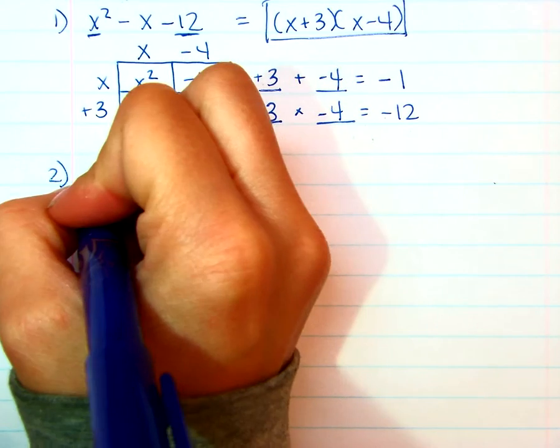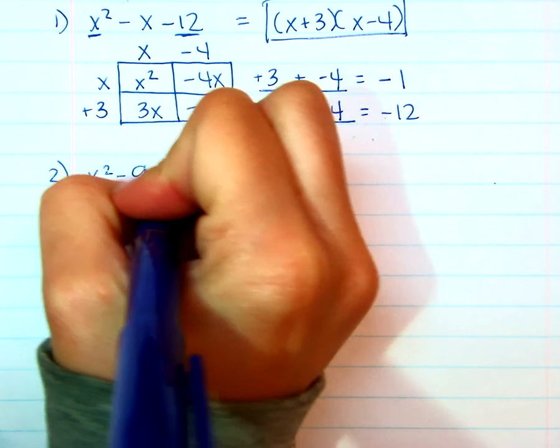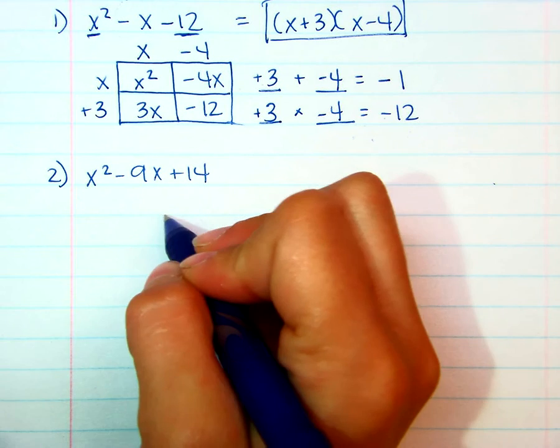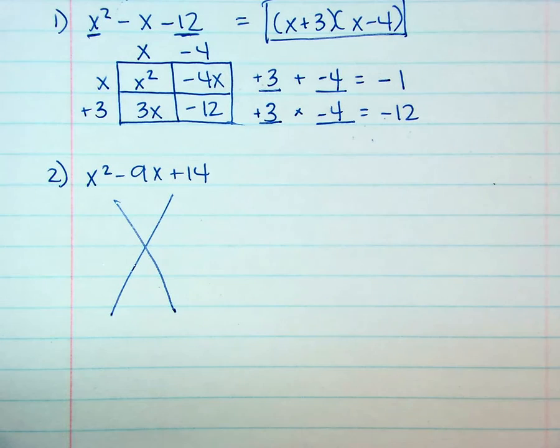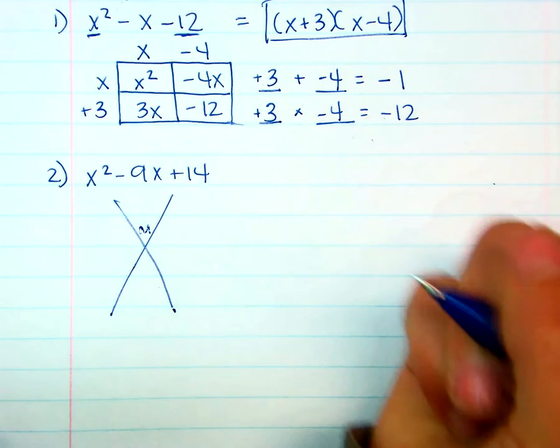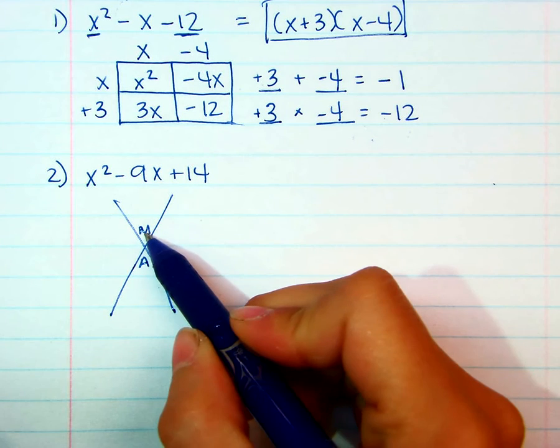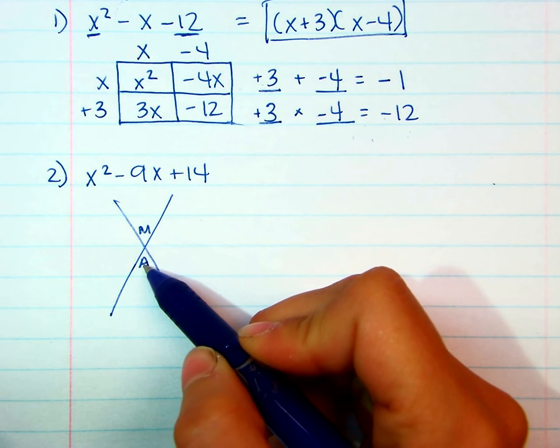All right, let's go ahead and do a second example. So this one we're going to start off with x squared minus 9x plus 14. Now, I'm going to show you a new way to do this. This is called the diamond method. It looks like a big X. We're going to put M in the top and A in the bottom. Think of it as like the word ma. M stands for multiplication, A stands for addition.